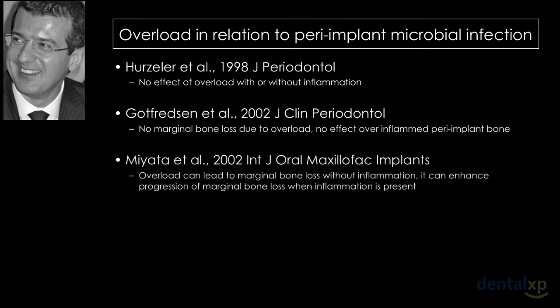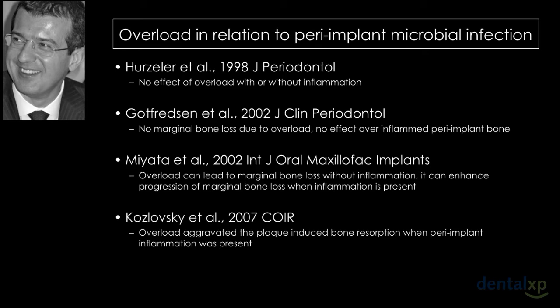But we do have two other papers. Miyata 2002: overload can lead to marginal bone loss without inflammation, and it can enhance the progression of marginal bone loss when inflammation is present. And we have one more paper by Kozlovsky in 2007, saying that overload aggravated the plaque-induced bone resorption when peri-implant inflammation was present. So we have basically two papers saying that there is no effect of overload when there is peri-implant microbial infection, and two papers saying that there is an effect of overload when there is peri-implant microbial infection.